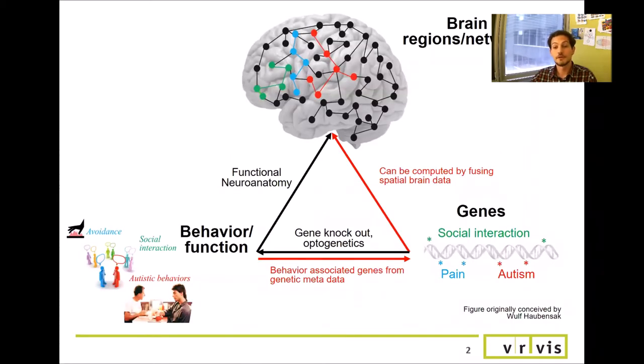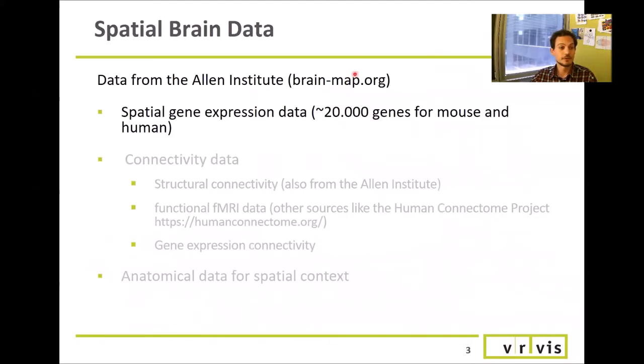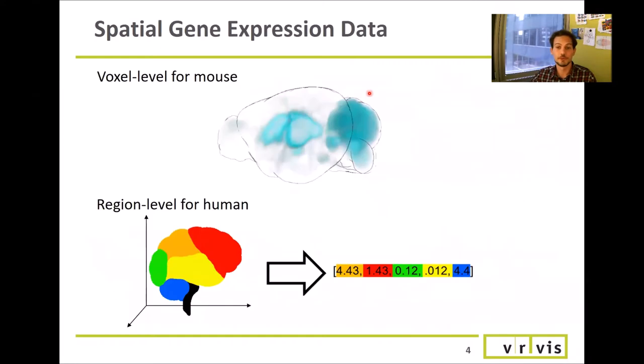To see where behavior or function takes place in the brain and how genes control this behavior, you can, instead of taking the time-expensive way over experiments, use spatial data from large-scale brain initiatives to map behavioral gene expression data to brain regions and networks. The data we use here is from the Allen Institute and consists mainly of spatial gene expression data of 20,000 genes for mouse and human. This allows researchers to draw a conclusion about which function a certain brain region has and which molecular mechanisms might be involved. Here, for example, we see the voxel level gene expression of one gene in the mouse brain and on a regional level in the human brain.